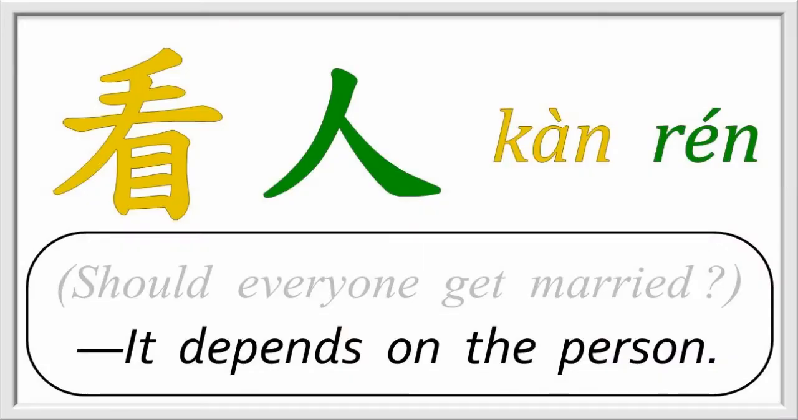So, here is my imaginary conversation. Should everyone get married? Depends on the person. Kan ren. Some people want to get married and have a family. Some don't. Each person has to carefully consider his or her particular situation and personality. So, it depends on the person. 看人.